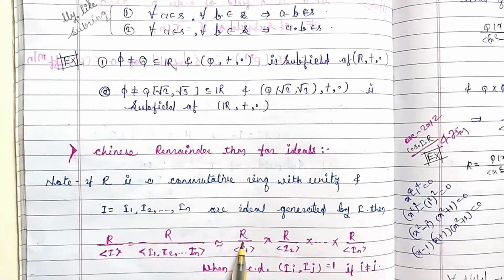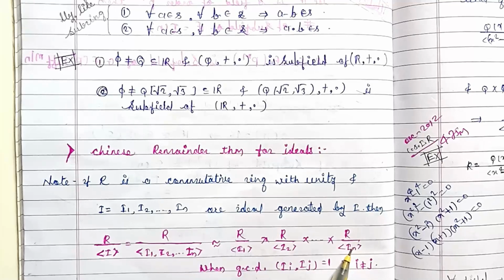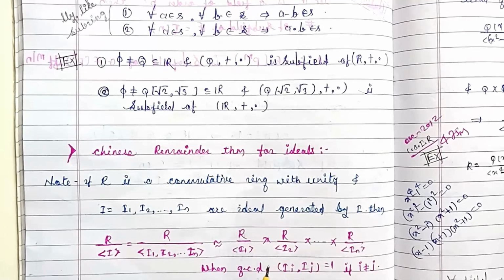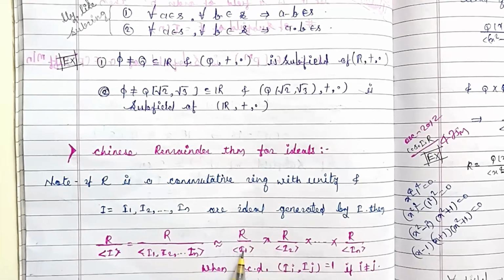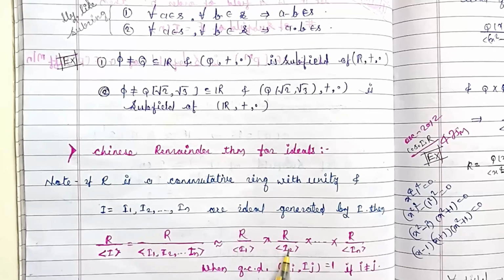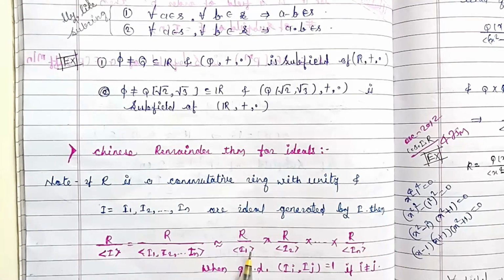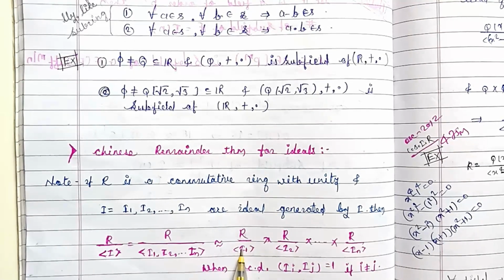This is isomorphic to R by the ideal generated by I1, cross R by the ideal generated by I2, up to R by the ideal generated by In. But we have one condition, and we need to be very careful about this. Whenever we are trying to find these ideals, we need to know first that the GCD of Ii and Ij needs to be 1, where i and j are different. So you cannot take the GCD of I1 with I1.